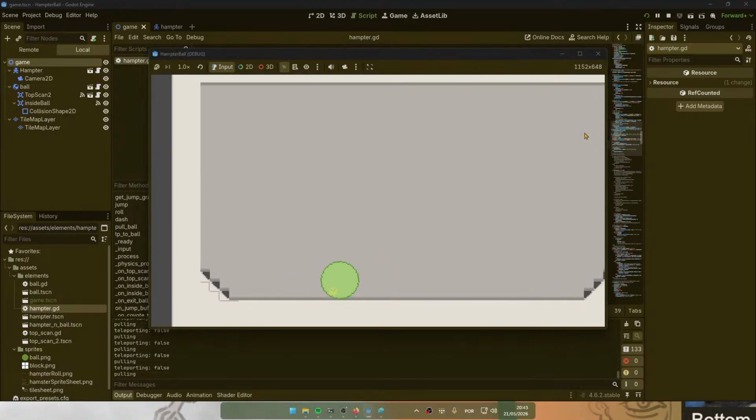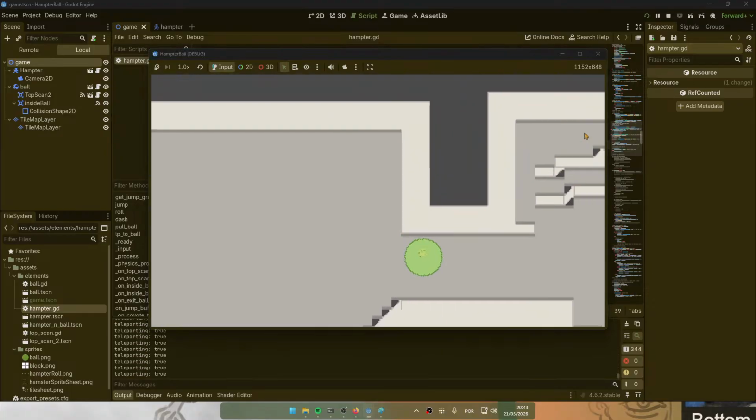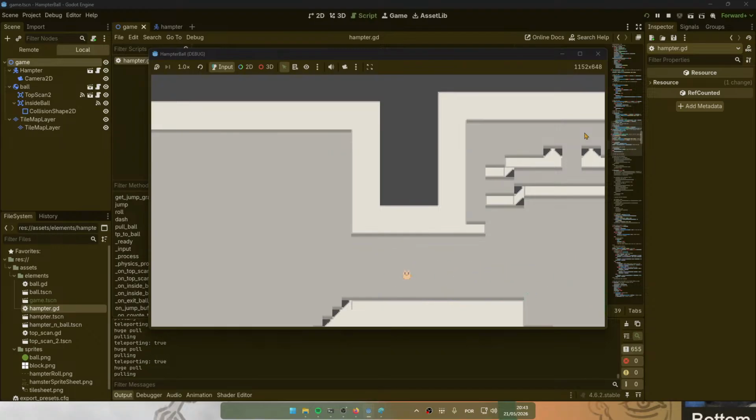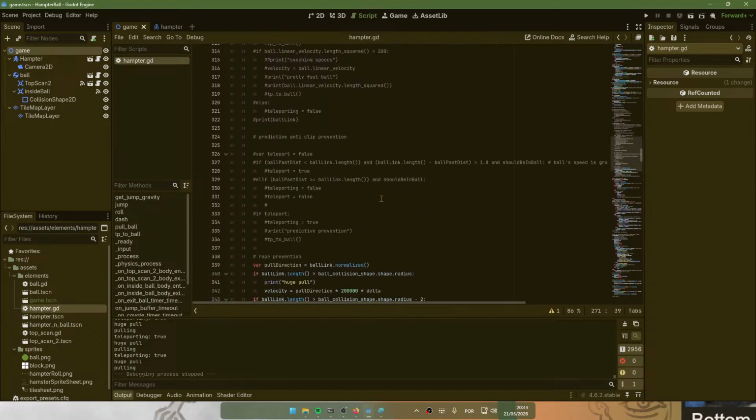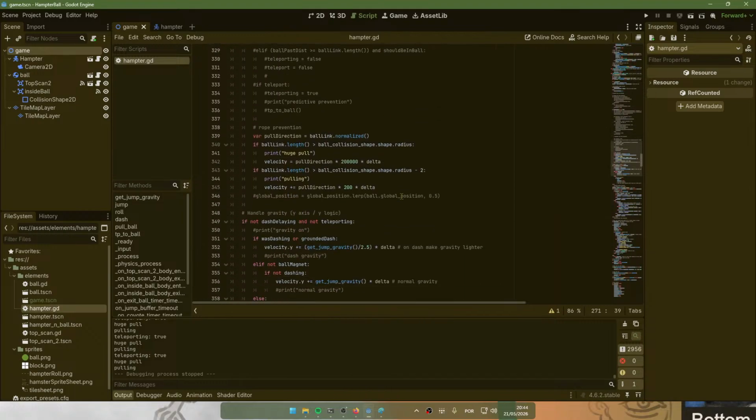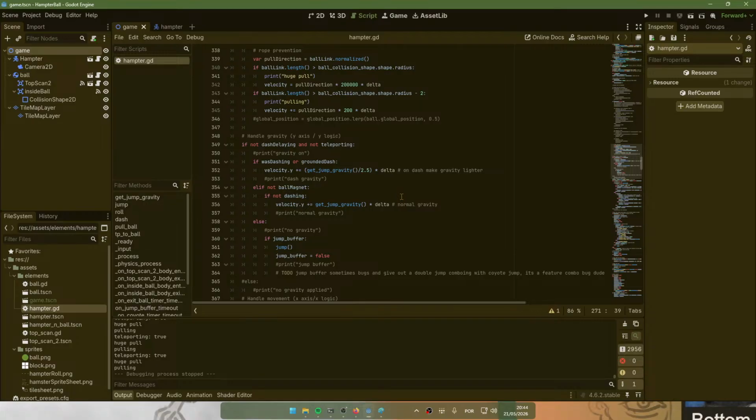Teleporting. There we go, the fucking bug again. Teleporting equals true. Huge pull, pulling. And it is still happening. Huge pull and pulling, huge pull and pulling. So there's huge pull and pulling, but there's no move and slide, so he can't move away. And that's a problem because sometimes he will be out of the ball when he clips out.